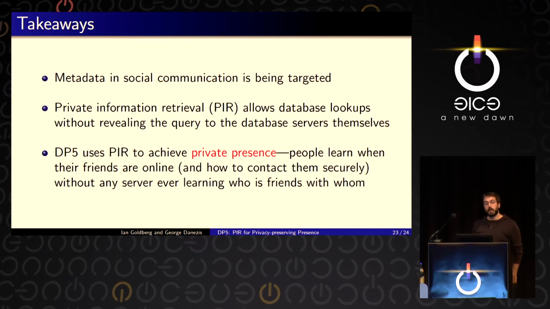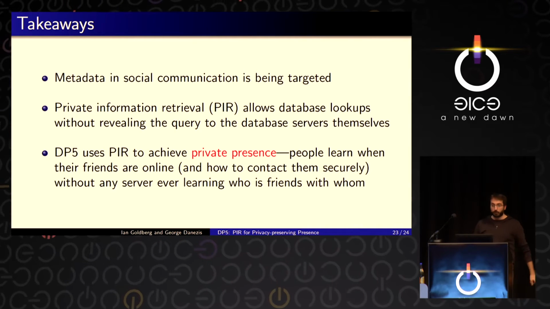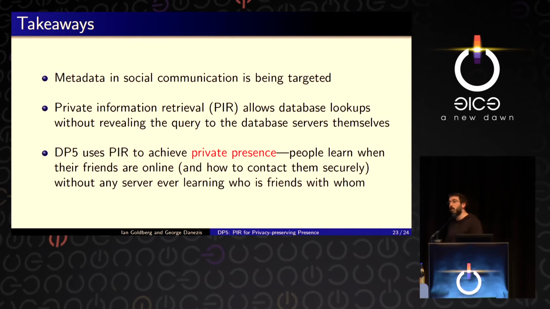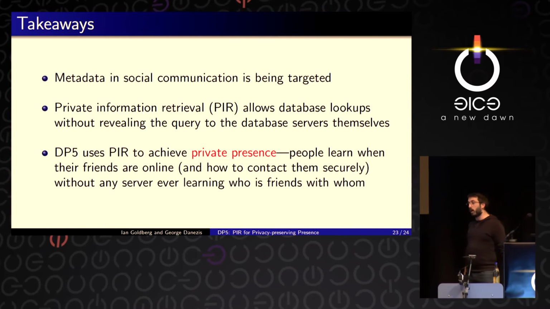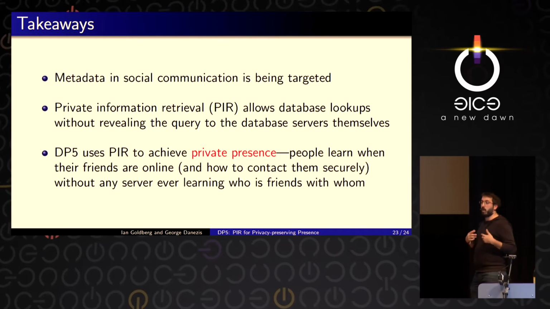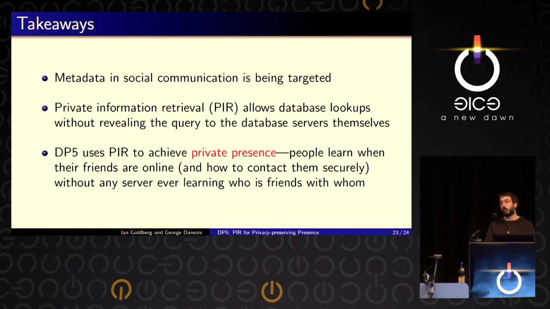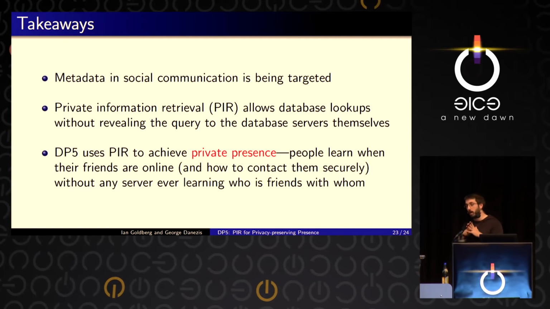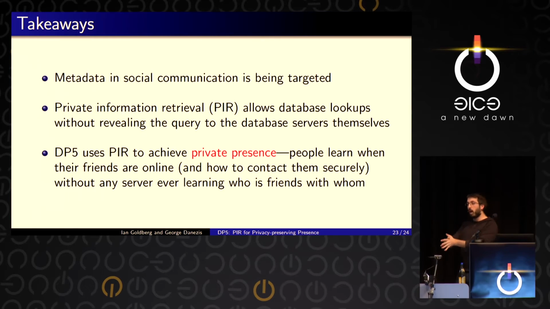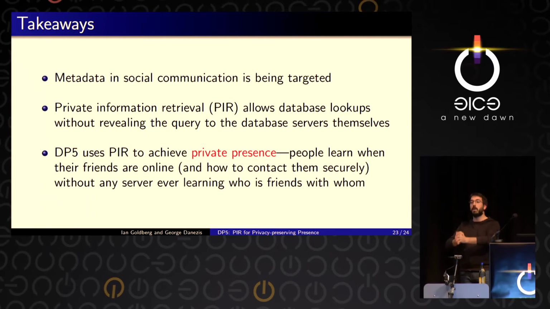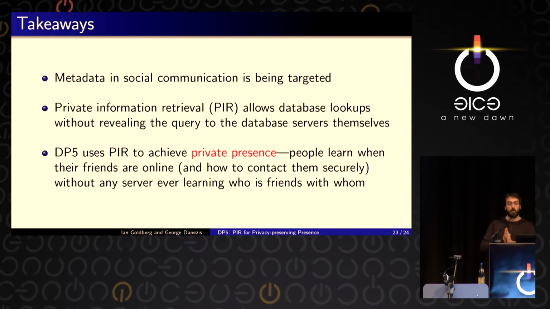So the takeaways here are that, first of all, metadata in chat protocols and social protocols is an active target for national security agencies and everybody else. So we need to protect it if we're serious about protecting communications secrecy, because we know how to protect content, but metadata is something we're not very good yet at protecting.